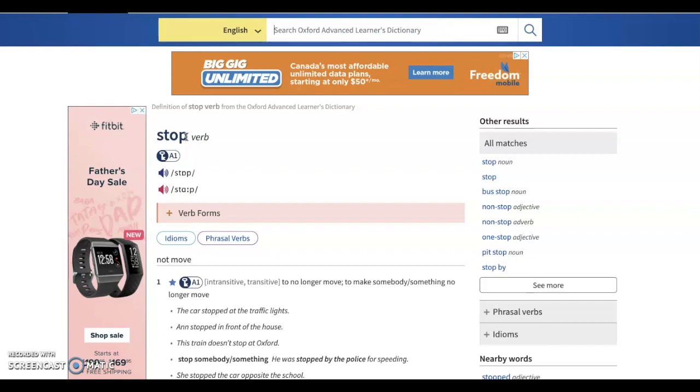So we know that the verb stop is an A1 level word. Not only is it a very frequent word, but it's a word that's used by A1 level learners. So even beginners know this word. Now, I can look up another word. I'm going to look up the verb prevent this time.